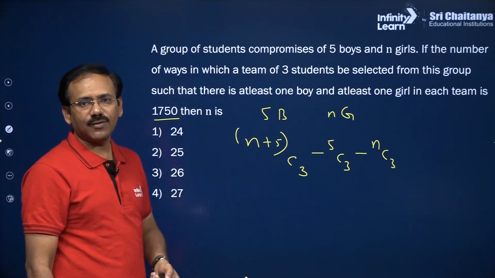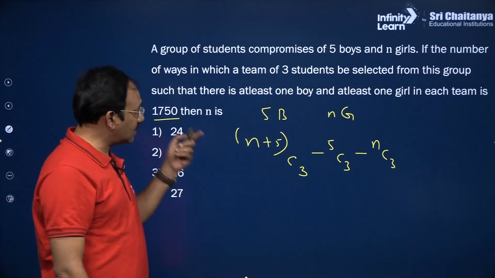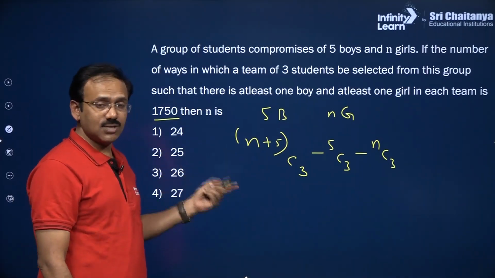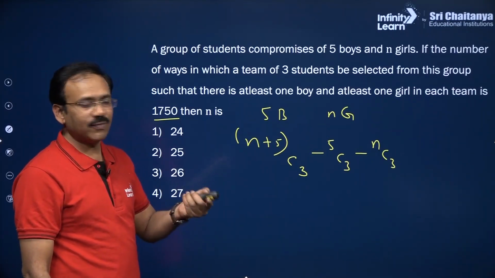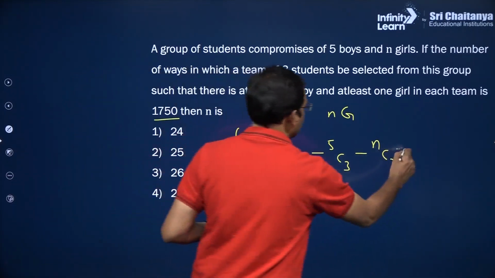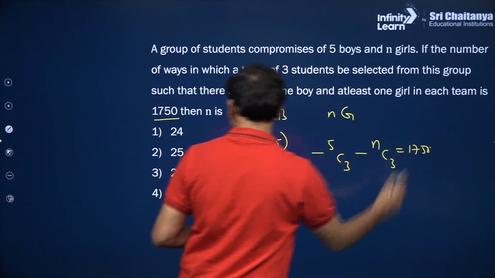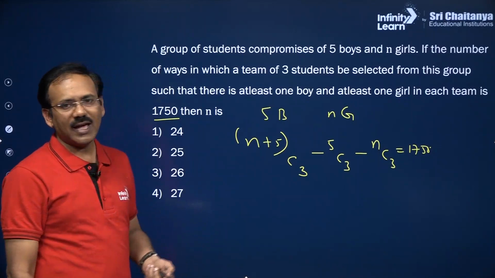If you select all the 3 from girls, there is no boy, so that case should also be removed. So these are the number of cases for selecting 3 students out of n plus 5 students in which there is at least 1 boy and at least 1 girl. This is given as 1750, my dear friends. You just solve this equation, you are going to get the n value.